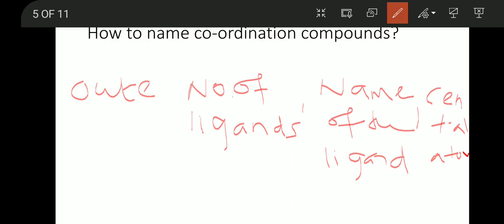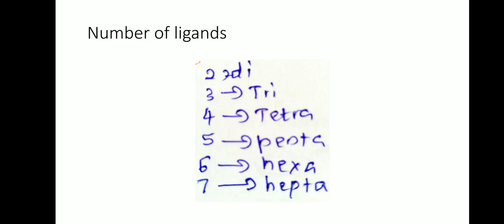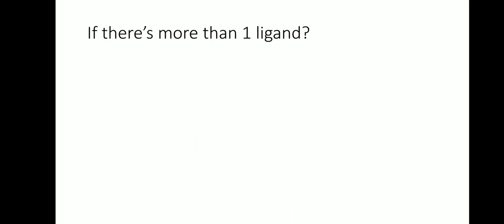So this is so easy to remember. Outer sphere, then the number of ligands, then the name of the ligand, and finally you name the central atom. But then we come to another question: if there is more than one ligand, then what shall we do? Then you have to consider their alphabetical order and then only we put it. It's like this.